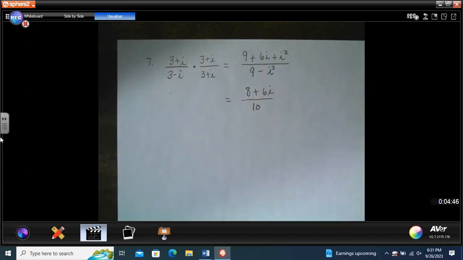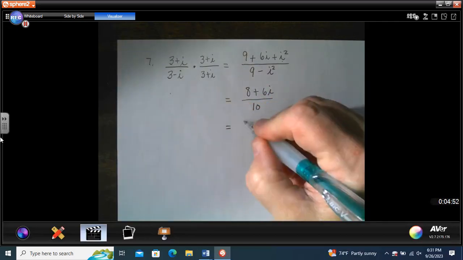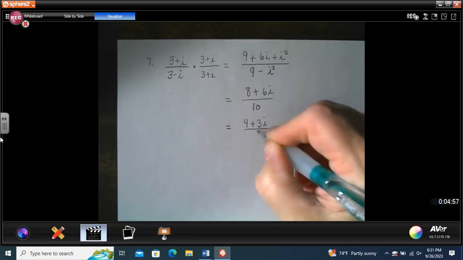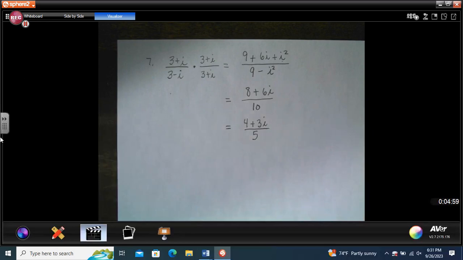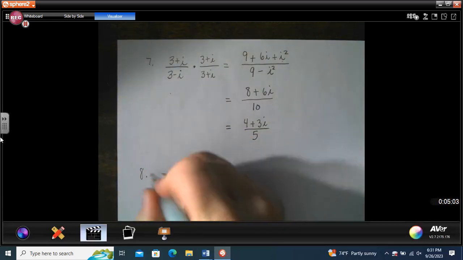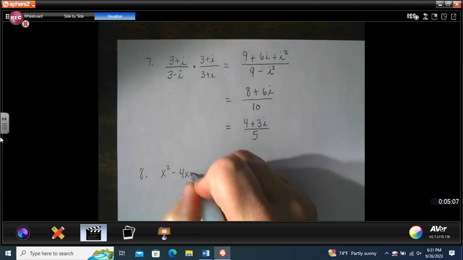And then if I can reduce everything by the same number, then I have to simplify that fraction, which I can. I divide everything by 2. I get 4 plus 3i all over 5. Nice answer. Number 8, we have x squared minus 4x equals 9.